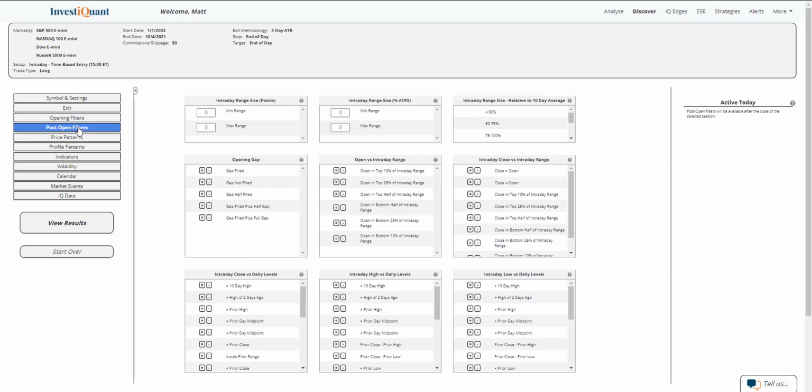So to do that, I'm going to go into the open or the post-open filters, intraday close versus daily levels, and I'm going to hit equals next to under prior close. That means the 3 p.m. price needs to be less than Friday's closing price.